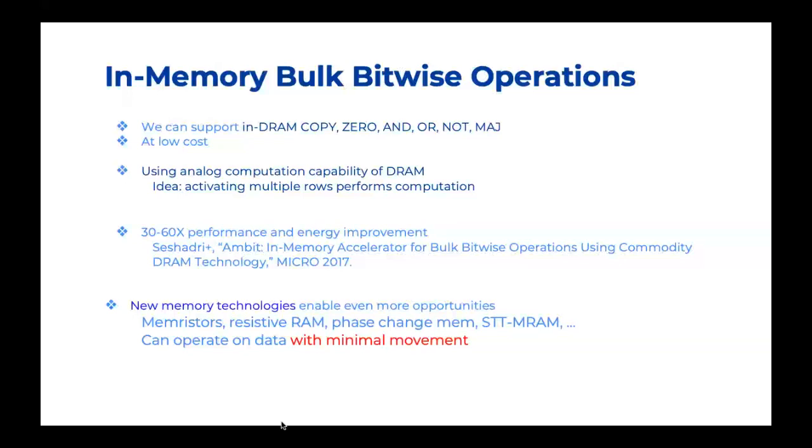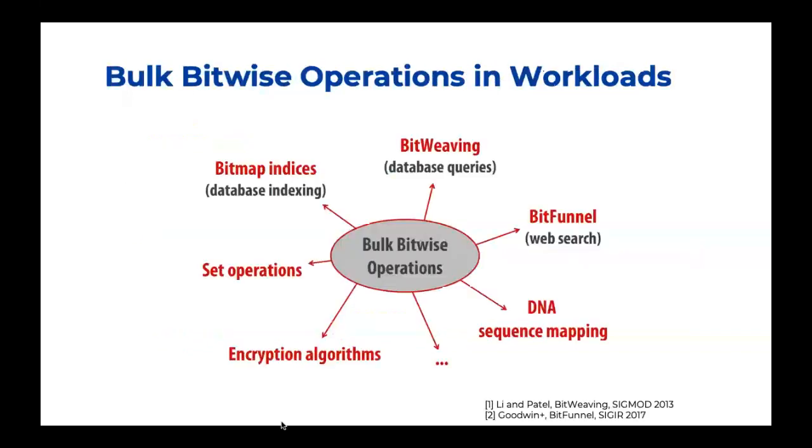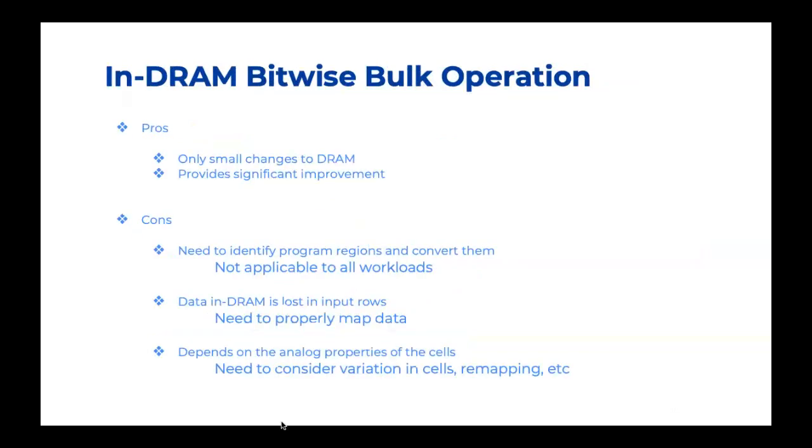We can also do memory bulk bitwise operations. In memory, with a small amount of modification, we can do copy, zero, and AND/OR operations at a low cost. We use the theory and algorithms that we see now. For bitwise bulk operations, bit weaving for database queries is important, bit index for database indexing, BitFunnel, and DNA sequence mapping. We can use this DRAM with a little bit of modification. We have some pros and some cons.